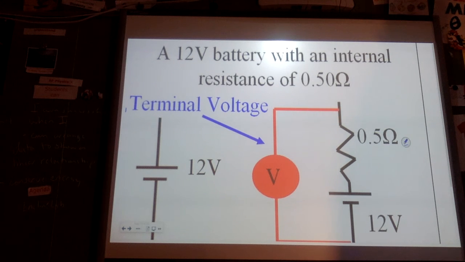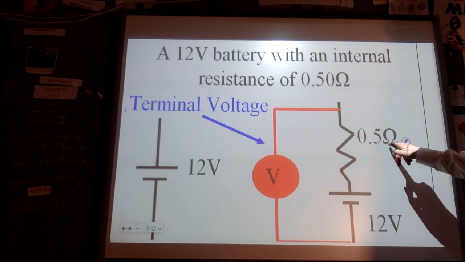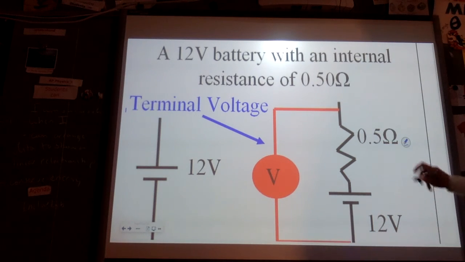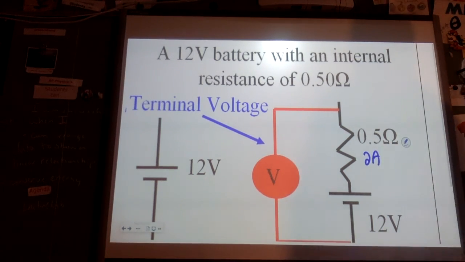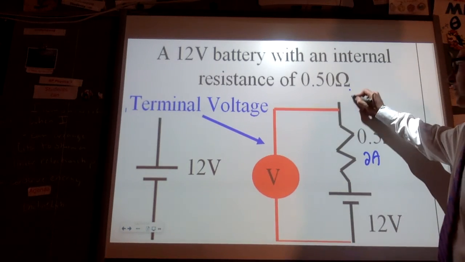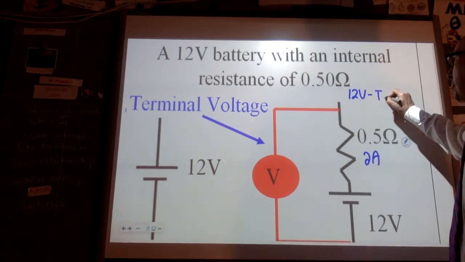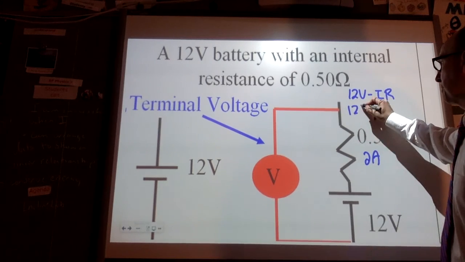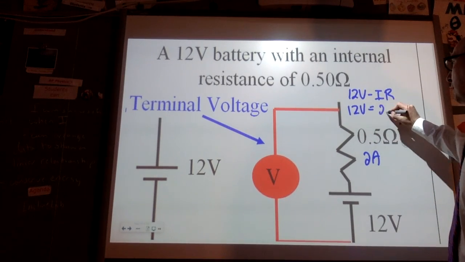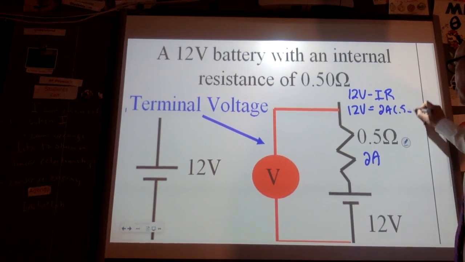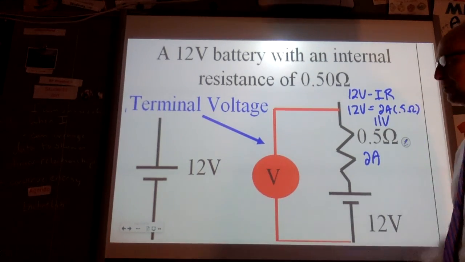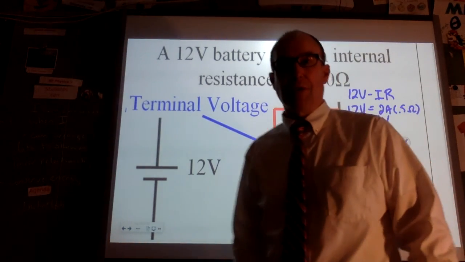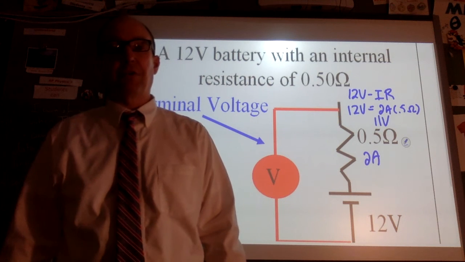So I have a 12-volt battery, and in reality, I have a 12-volt battery that has a 0.5 ohm internal resistance. If I have 2 amperes coming out of this, my terminal voltage is going to be this 12 volts minus IR. So it would be 2 amps times 0.5 ohms, or 11 volts. This has also not ever shown up on the AP test with the idea of a terminal voltage.